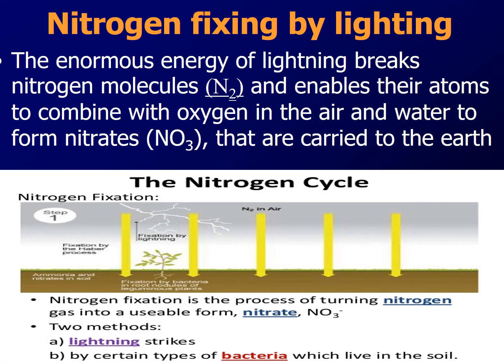As indicated earlier, nitrogen fixing can occur two ways, one of which is by lightning. The tremendous amount of energy that lightning generates breaks the nitrogen molecules apart that are in the air and allows these atoms to combine with oxygen as well as water vapors that are in the air to form nitrates. These nitrates then are carried to the earth's soil and absorbed by the roots of plants.